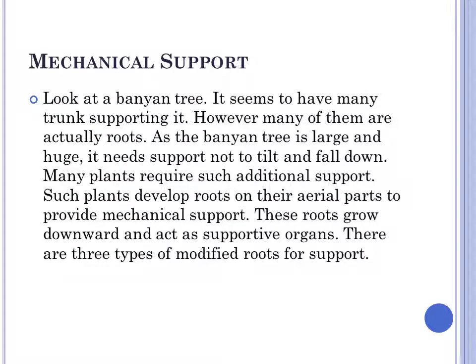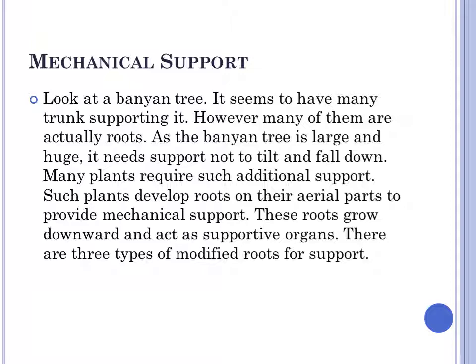Mechanical support. Look at a banyan root. It seems to have many trunks supporting it. However, many of them are actually roots. As the banyan tree is large and huge, it needs support not to tilt and fall down. Many plants acquire such additional support. Such plants develop roots on their aerial parts to provide mechanical support. These roots grow downward and act as supportive organs.